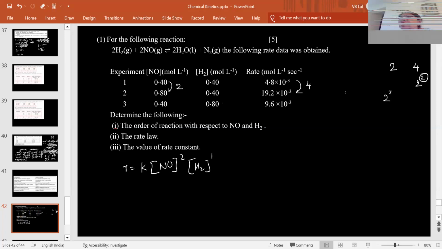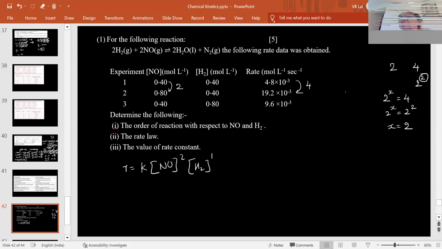2 raised to x is equal to 4. So 2 raised to x is equal to 2 raised to 2. So what is x? x is equal to 2. That way you can understand. So when I double the concentration, if the rate has become 4 times, that means it is a second order.